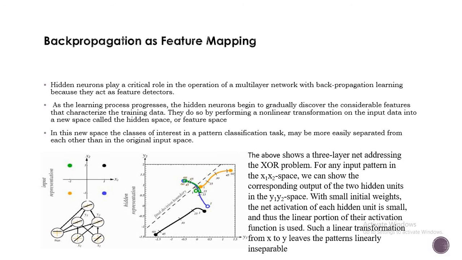This is a picture depicting backpropagation feature mapping, with the input representations and the hidden representations. In the hidden representation, a linear decision boundary can be found from the graph. The above shows a three-layer net addressing the XOR problem for any input pattern in the x1, x2 space. We can show the corresponding output of the two hidden units in the y1, y2 space. With small initial weights, the net activation of each hidden unit is small, and thus the linear portion of the activation function is used. Such a linear transformation from x to y leaves the patterns linearly inseparable.